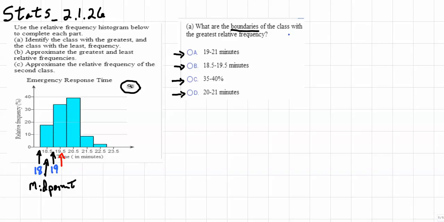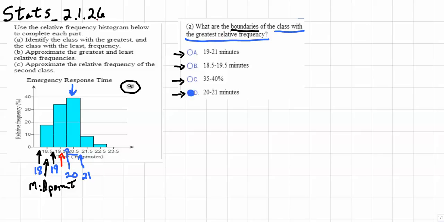Now I want to find the boundaries of the class with the greatest relative frequency, which means that I am looking at this particular bar on the histogram because this has the highest value. And we note that the midpoint is 20.5, so therefore when we look at the upper and lower boundaries, we will have 21 and we will have 20. So our answer will be D, 20 to 21 minutes.